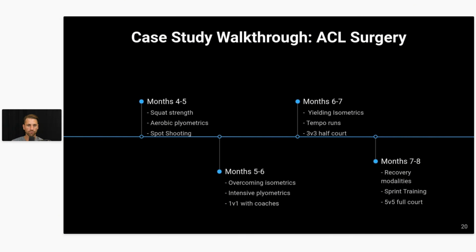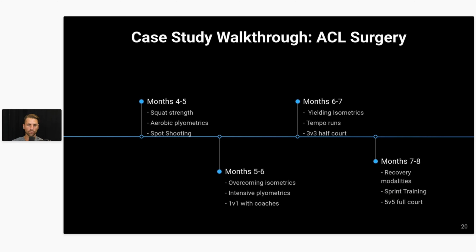So months 4 or 5, we're working on squat strength, okay, the ability to produce force and absorb force. We're also layering just low volume, extensive plyometrics, but a little bit of capacity, and then that ties in nicely with spot shooting, okay, just catch and shoot. Month 5, 6, we moved over to more overcoming isometrics from a weight room perspective, more intensive plyometrics to match up with the intensity of those isometrics.